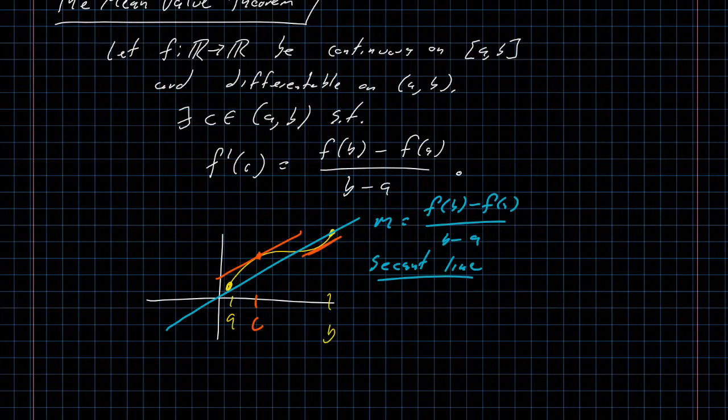Again, the mean value theorem is an existence theorem. It says that the thing happens. It doesn't say that it happens exactly once. It doesn't say where it happens. It just says that it will happen.